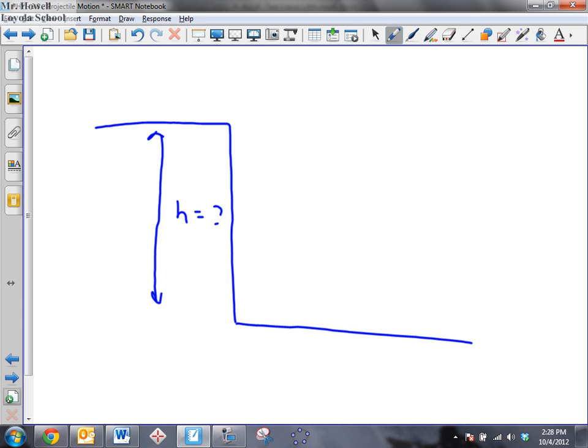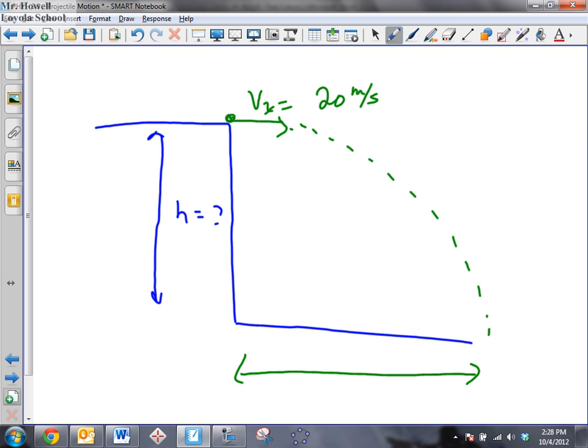We have an object launched horizontally. Again, we're only doing horizontal motion. Ignore that little lip there. We know the velocity of the object when it's launched is 20 meters per second. We are told that throughout its path, it covers a horizontal displacement of 100 meters. And the question says to find the height of the cliff. That's all you know. You know the initial velocity in the horizontal direction is 20. You know that the displacement covered is 100 meters, and you want to find the height of the cliff.